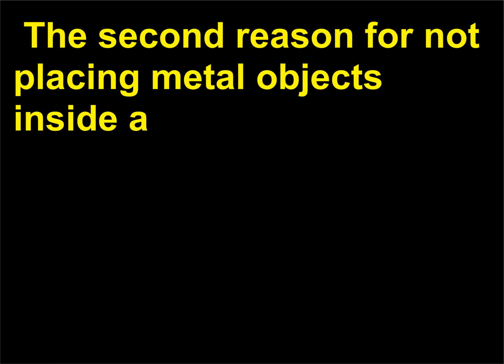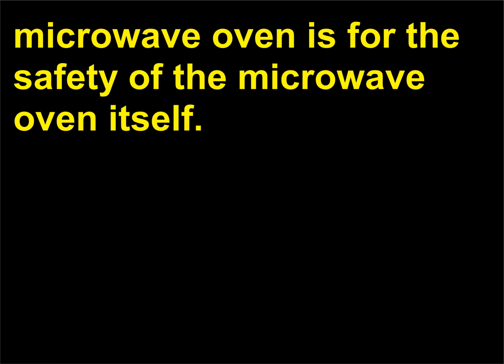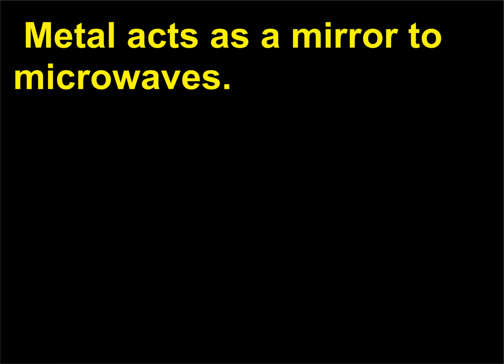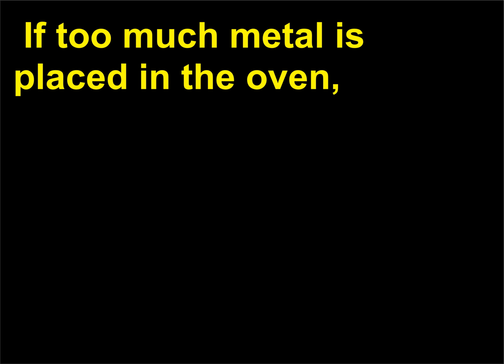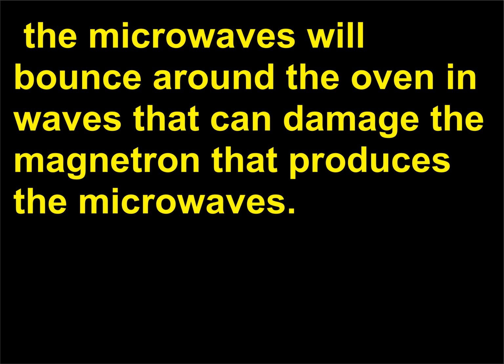The second reason for not placing metal objects inside a microwave oven is for the safety of the microwave oven itself. Metal acts as a mirror to microwaves. If too much metal is placed in the oven, the microwaves will bounce around the oven in waves that can damage the magnetron that produces the microwaves.